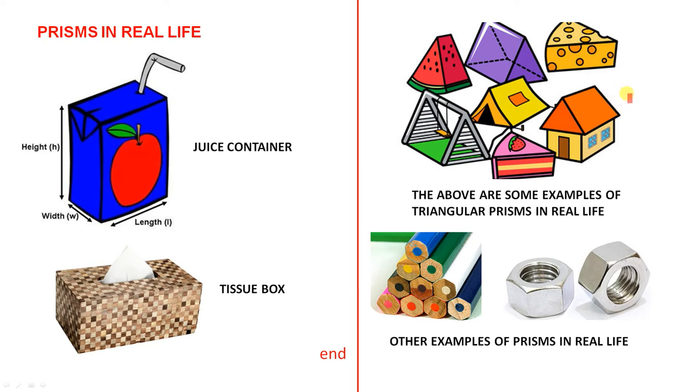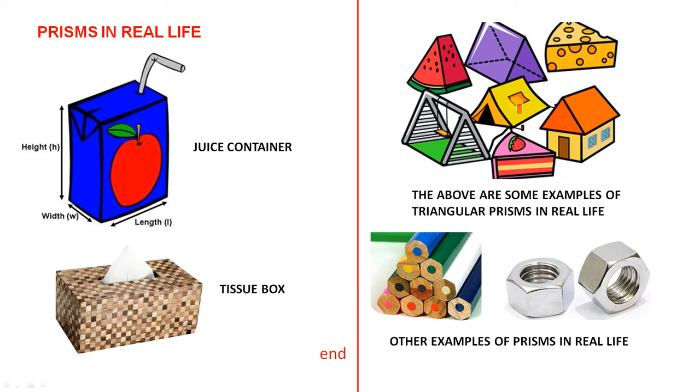Now here are some interesting objects. So the above are some examples of triangular prisms in real life. Now they approximate triangular prisms. You know, they may not be exact, but they're good approximations. If you slice that straight across there, that wedge of watermelon will be a triangular prism. The tent, that's pretty close. The slice of cheese, very close to a triangular prism.